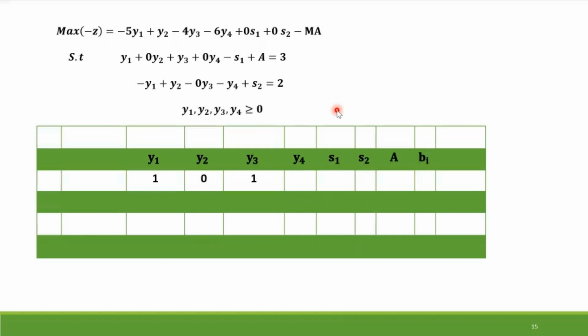So writing all the variables, 1, 0, 1, from the first equation, 1, 0, 1, 0, minus 1, S2 is not there, 0, A is 1, B is 3, minus 1, 1, 0, Y4 is minus 1, S1 is 0, S2 is 1, A is 0, 2, Cj minus 5, minus 1, minus 4, minus 6, 0, 0, minus M.